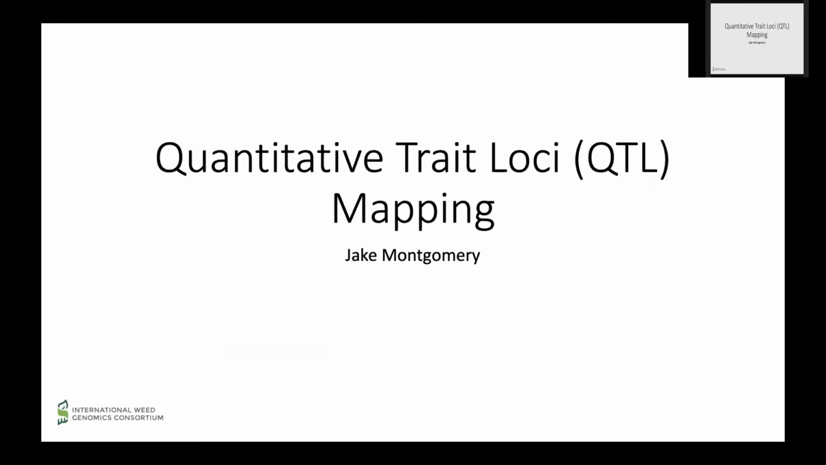My name is Jake Montgomery, like I said, and I'm going to be taking the first half of this training. So we're talking about genetic mapping in general, which is basically the process of finding what genes are controlling a trait of interest. And I'm going to be talking about quantitative trait loci mapping, or QTL mapping, which is one of the flavors of genetic mapping. Brent will take over later and talk about genome-wide association studies, or GWAS.